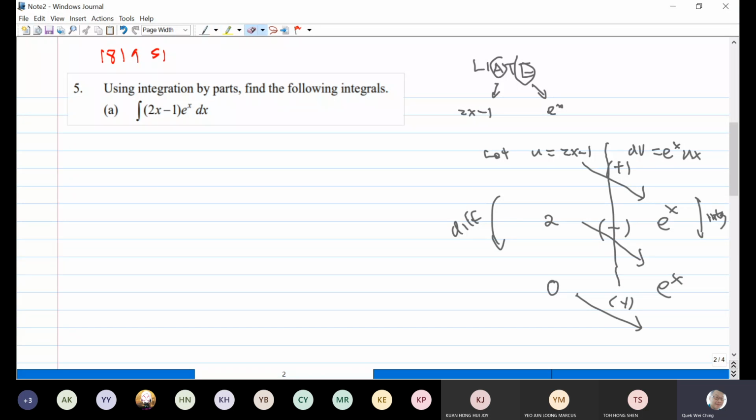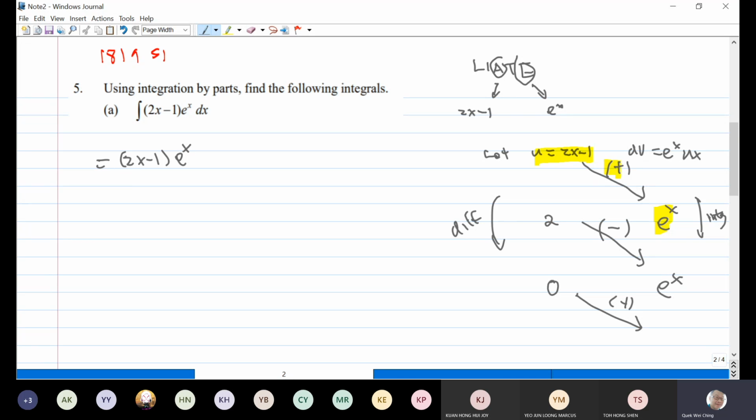So no need, a bit troublesome like this one. Okay, your u is x here. U is 2x minus 1. So now you together with the sign, the 2x minus plus 1, then e to the x together plus sign. So this is actually equal to 2x minus 1 times e power x first.